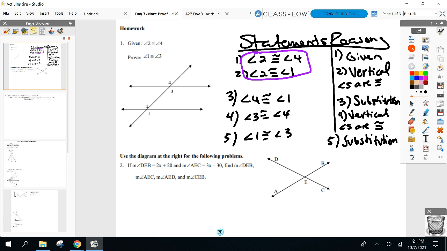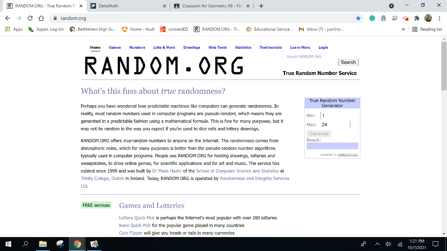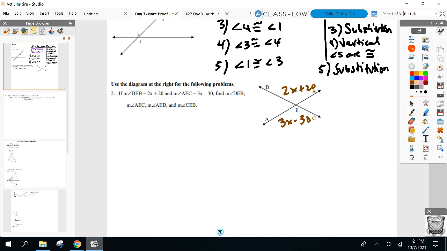Anything? All right, then we had a little algebra. Let's go over the easier one first. 2x plus 20 was angle DEB, and 3x minus 30 was angle AEC. What are these two angles called, and what do you know about them? Jonathan, back to you. What are those angles called? Angle DEB is congruent to angle AEC. What type of angles are they? They're vertical, which makes them congruent. So hopefully we had 2x plus 20 equal to 3x minus 30. Solve for x. x was equal to 50.